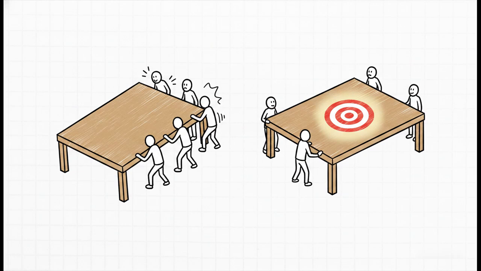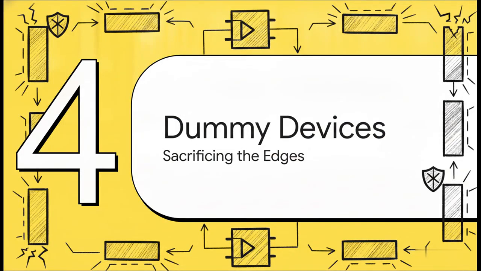If they all stand on one side, obviously the table just tilts and falls. But if they stand equally around the center, the load perfectly balances out. Common centroid distributes the transistors around a central point, balancing the thermal and process load identically for both the reference and the output devices. All right, Section 4, Dummy Devices Explained, Sacrificing the Edges.